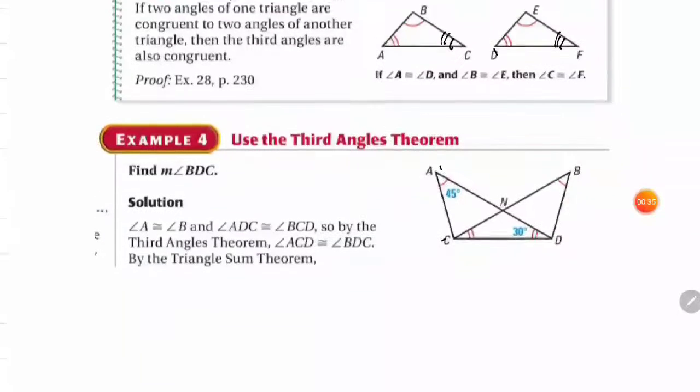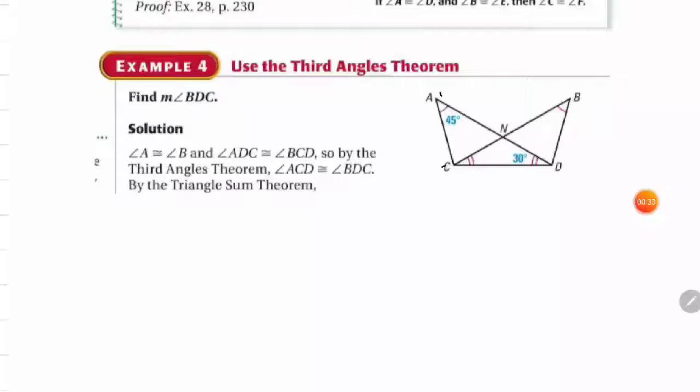Alright, let's do an example. So we're trying to find the measure of angle BDC. So we're looking for this big angle here in black. And we have a few things that they tell us. They tell us that angle A is congruent to angle B by this red stripe here. And they tell us that angle BCD is congruent to angle ADC. So these double stripes are congruent. They tell us that that's 30 degrees. So if they're congruent, that means this is also 30 degrees. And if this is 45, this is 45.